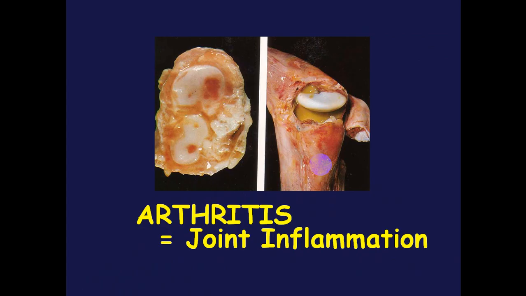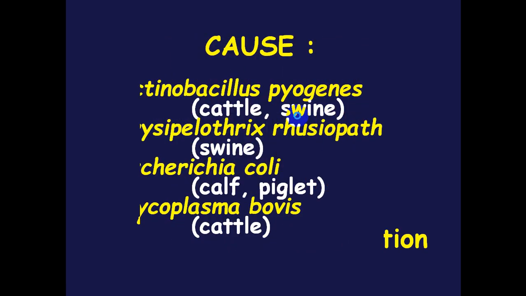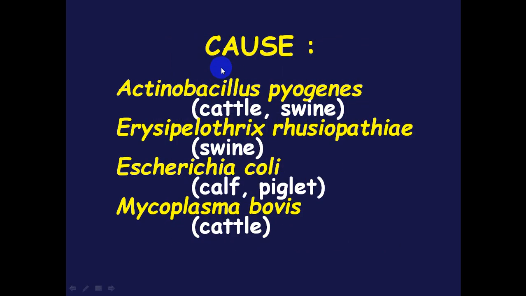So this is the microscopic appearance of arthritis or joint inflammation here. You can see there is cartilage loss, with also formation of, I think, hemorrhage here, and then the articular joint is filled with pus or suppurative exudate. The causes are numerous. It can be Actinobacillus, Erysipelothrix, E. coli, or even Mycoplasma bovis.